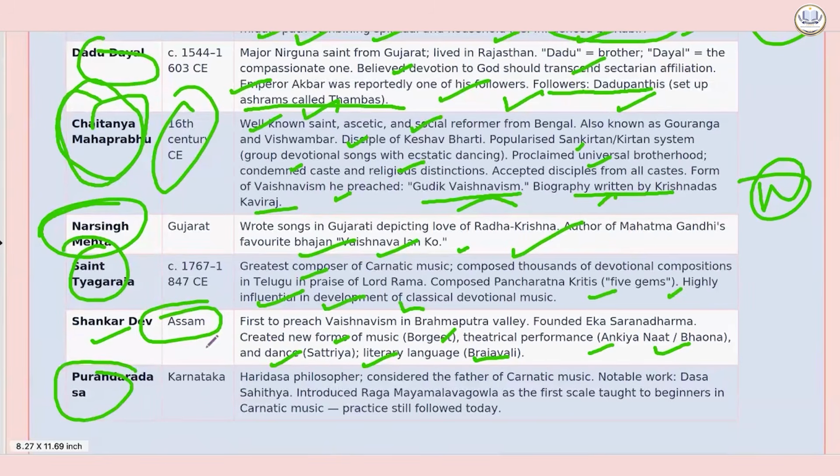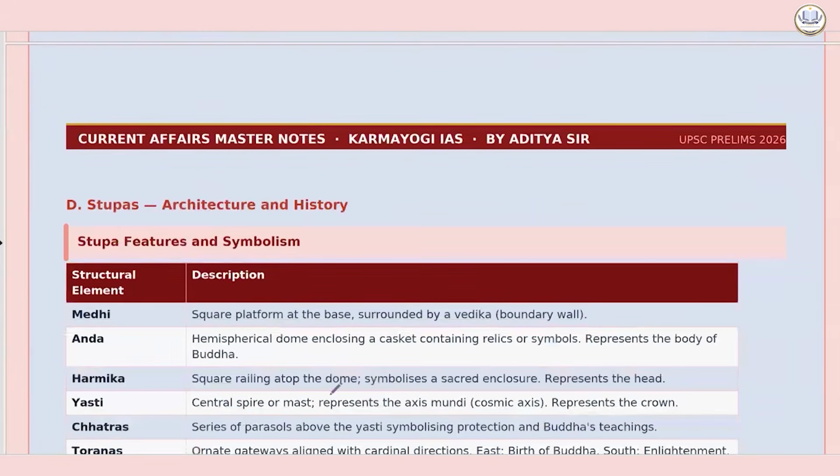And Purandardas from Karnataka, Haridasa, a philosopher considered the father of Carnatic music. His notable work is Dasa Sahitya. He introduced Raga Maya Malava Gowla as the first scale taught to beginners in Carnatic music. The practice is still followed today.